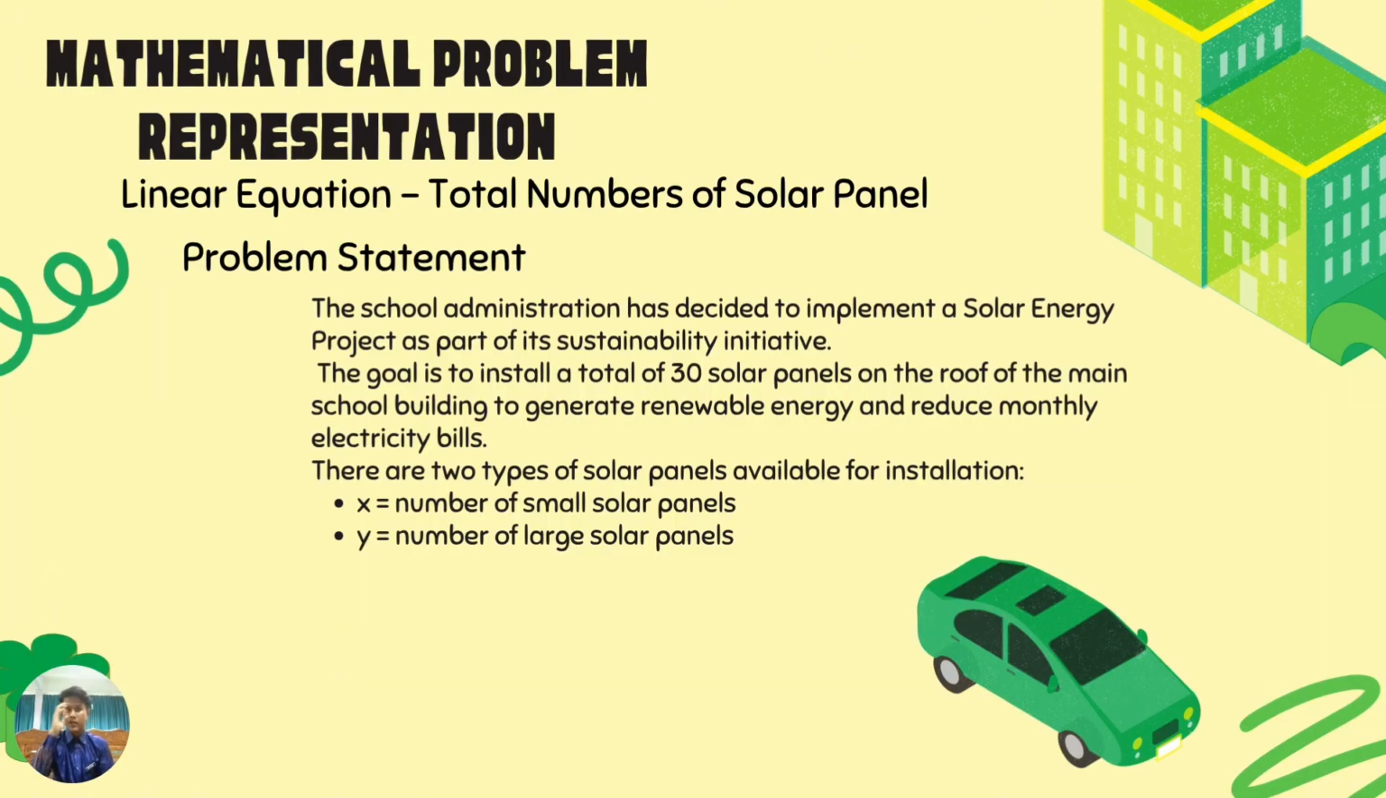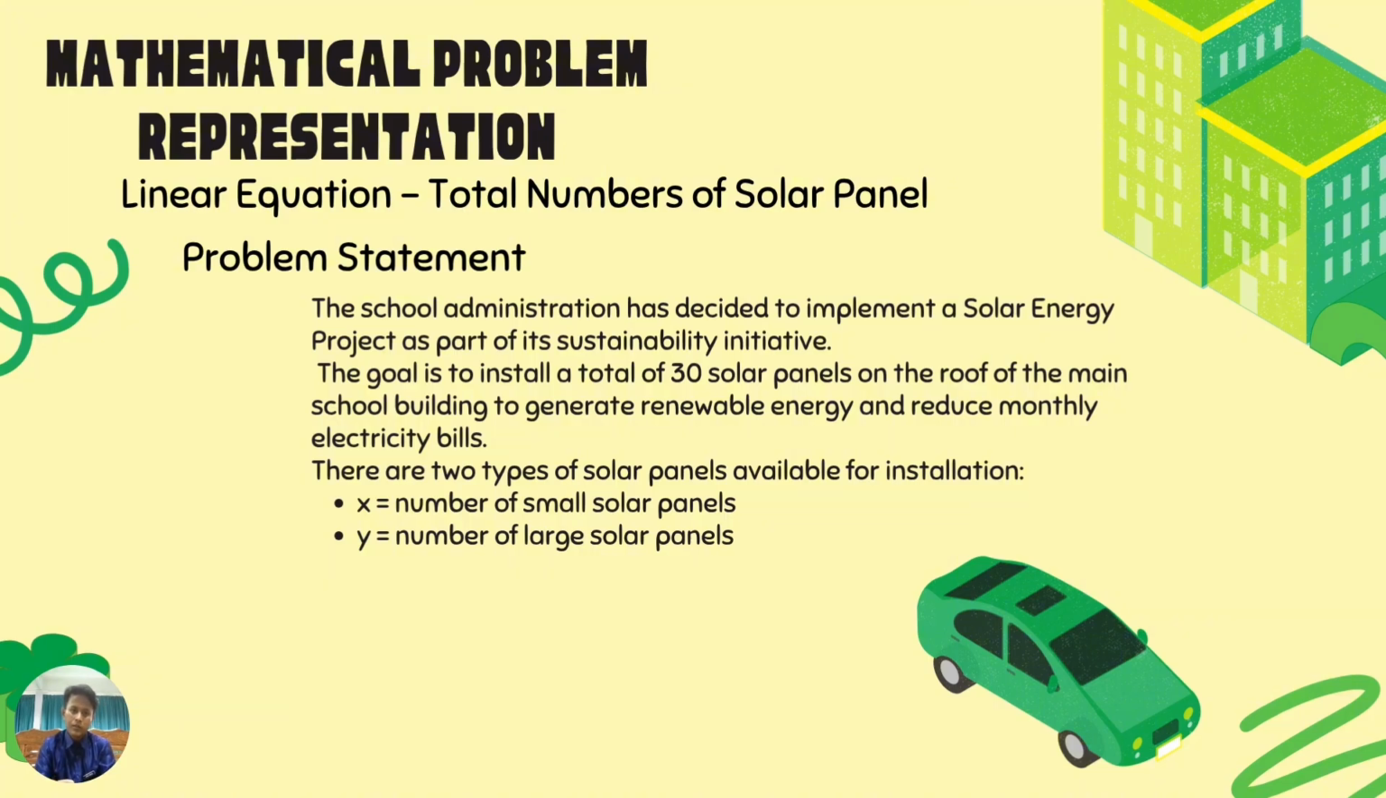Okay, we go for the mathematical problem representation. We go for linear equation first. So first is about the total number of solar panel. So the problem statement is the school administration has decided to implement a solar energy project as part of its sustainability initiative. The goal is to install a total of 30 solar panels on the roof of the main school building to generate renewable energy and reduce monthly electricity bills.